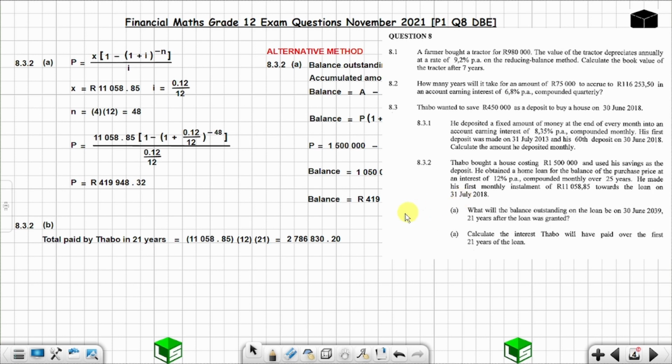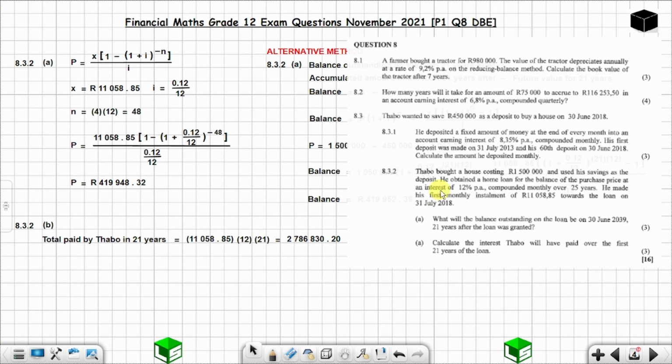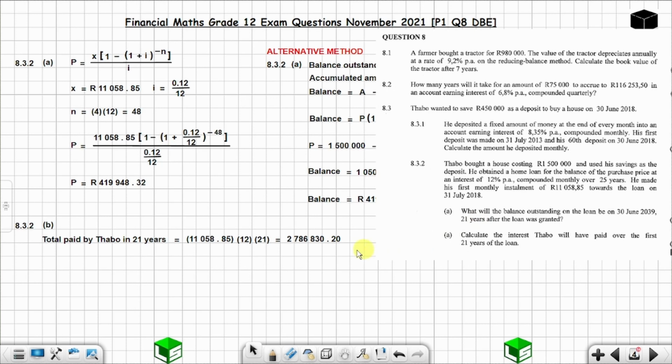So this is what he paid for 21 years. The question is to calculate the interest Thabo will have paid. We need to know the loan for 21 years. This is what he paid for 21 years, and we need to know the loan for 21 years. Then after that, we are going to take this minus the loan for 21 years, the loan paid by Thabo in 21 years.